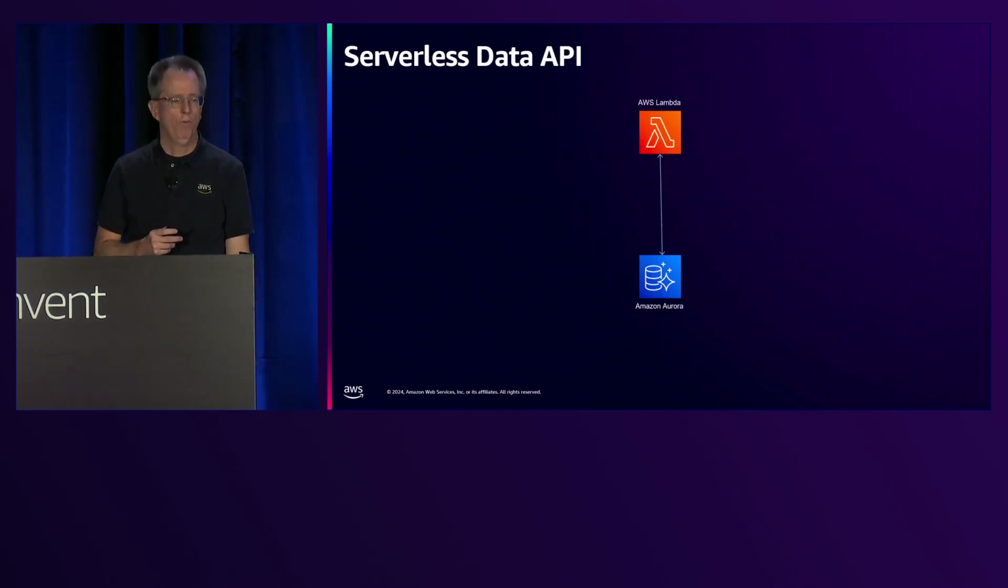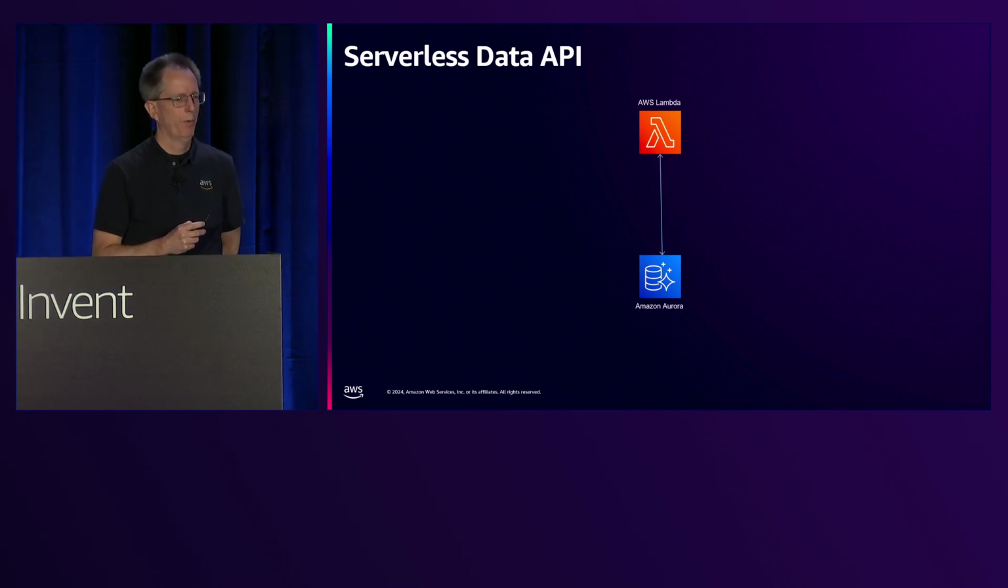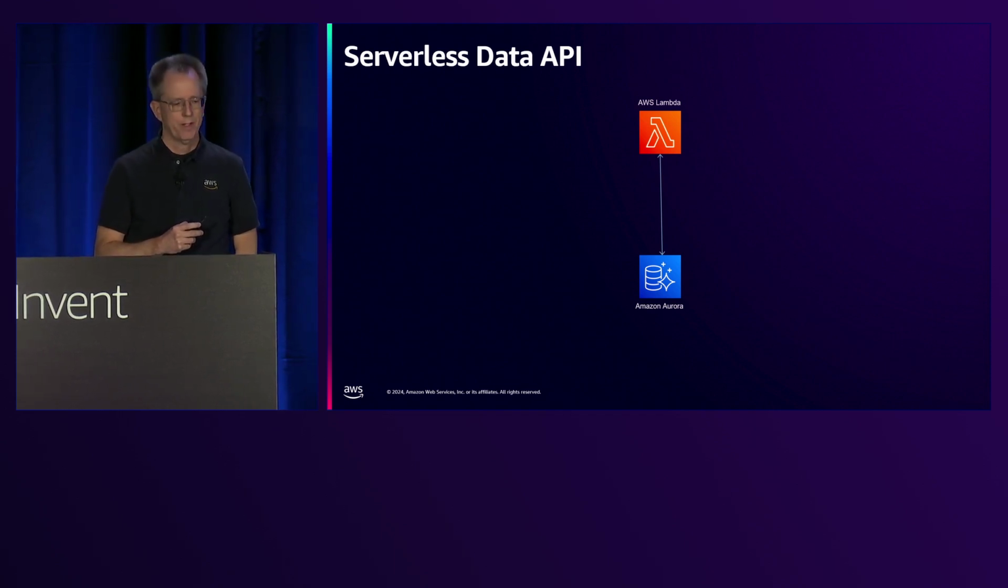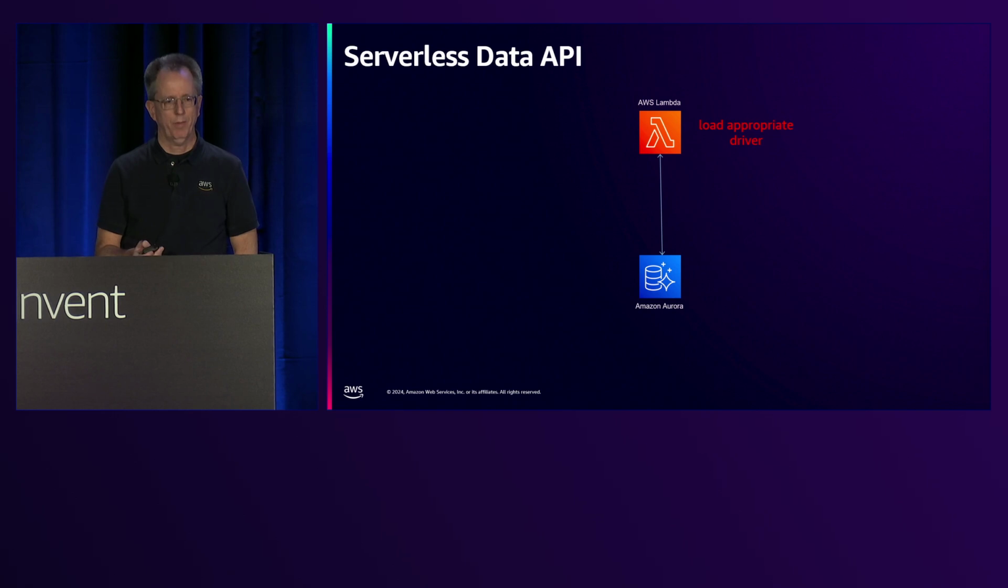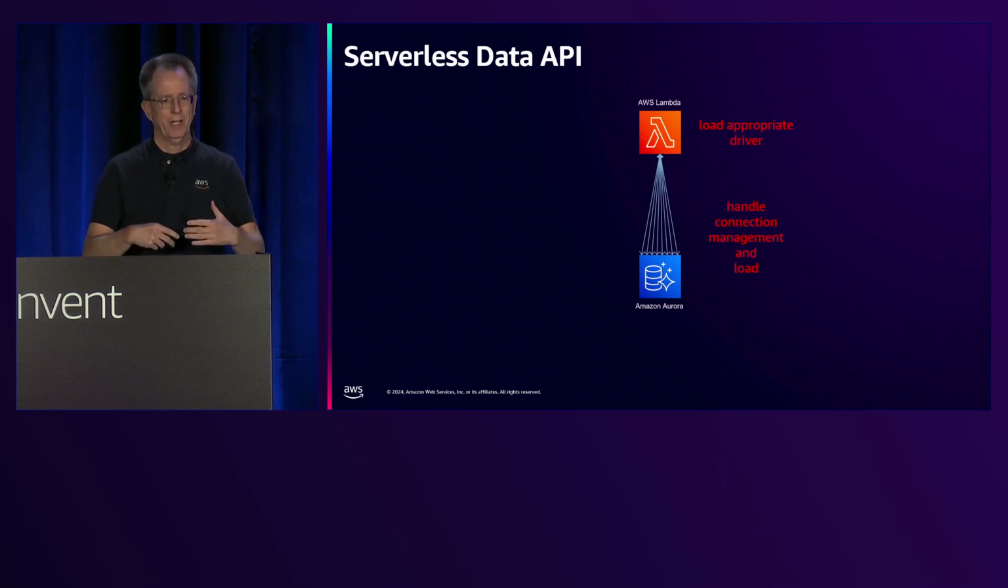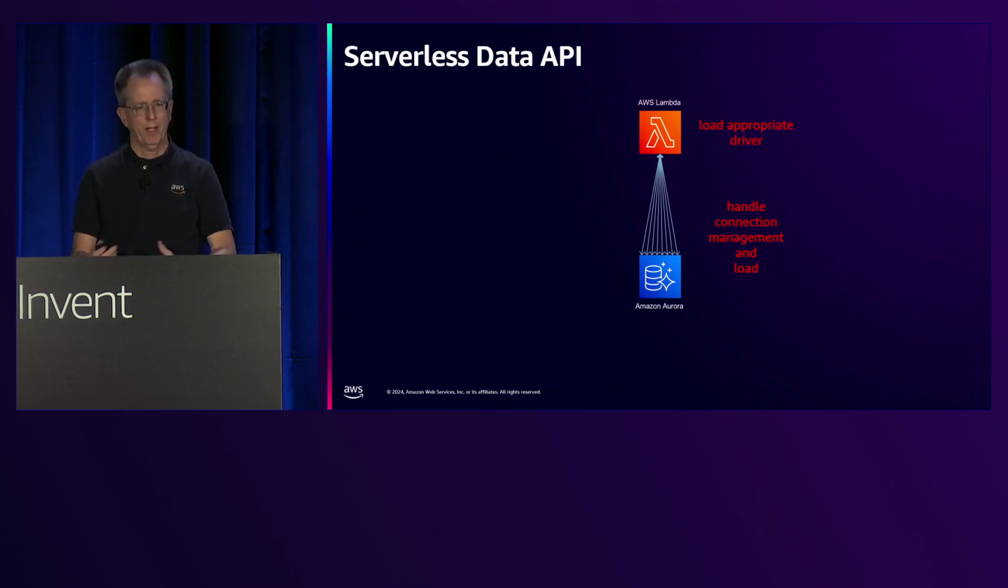And the last, hopefully missing feature was the support of our data API. So I'm showing that same Lambda, talking to Aurora. It seems simple, but you have to load drivers into Lambda to talk to your database, right? That was kind of painful. You have to manage your connections, because if too many Lambdas fire up, you could overrun your database. So the load and everything had to be handled.